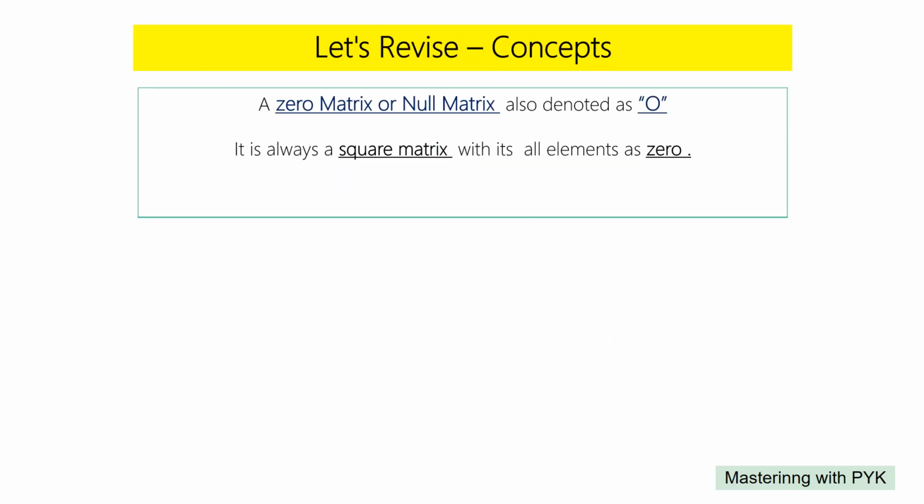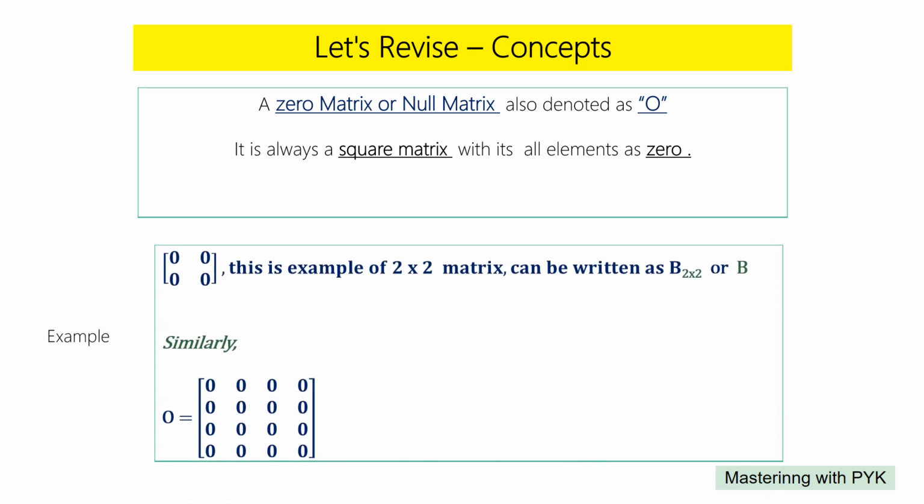A zero matrix is also called a null matrix, denoted by capital O. Again, it has to be a square matrix with all the elements 0. Here, the diagonal or non-diagonal elements would not differ. So for example, we'll start first with the qualification, that is 2 cross 2. So yes, it is a square matrix.